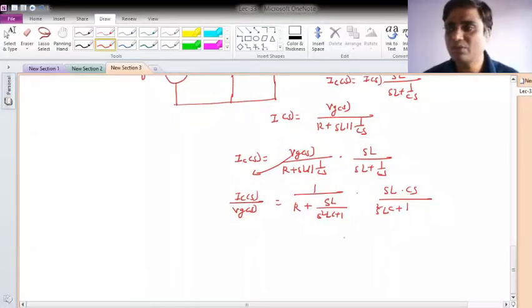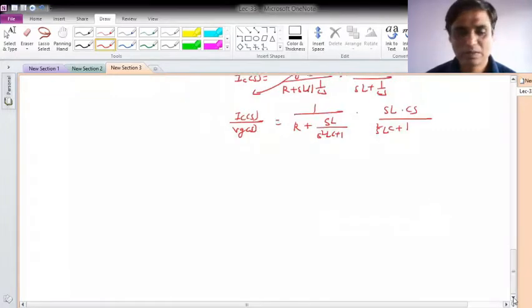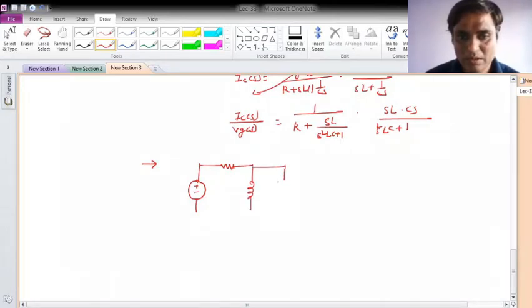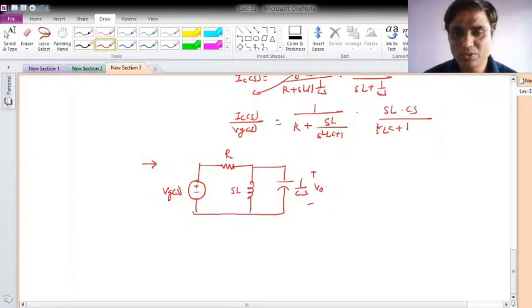Now next let me calculate the voltage ratio transfer and current ratio transfer. To obtain this, let me obtain a dimensionless transfer function. Suppose first I obtain the voltage ratio. So say there is a voltage source and the same network, R, SL, and this is 1 over CS, and suppose this is my VG of S, which is the voltage generator, and let me compute this voltage V0 of S.